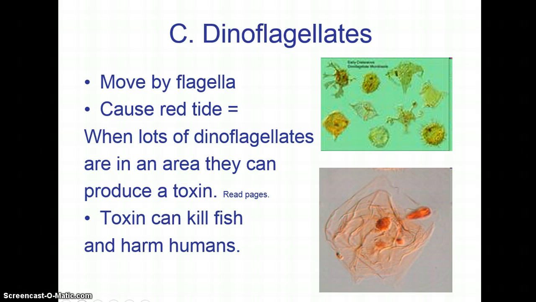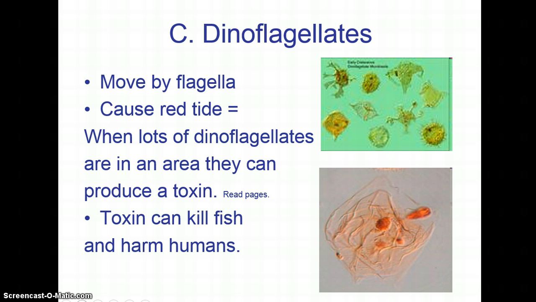And then, again, this is a good source of food for fish, and as fish eat these dinoflagellates, the fish die because of this toxin. And if we were to eat the fish or mussels like clams and oysters that accumulated this toxin, it can harm humans.